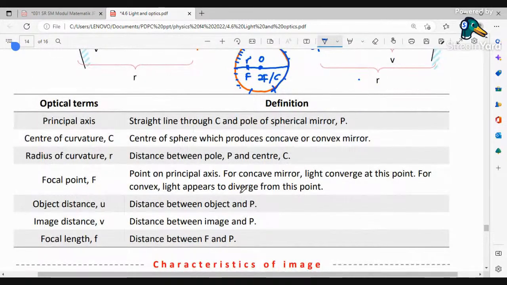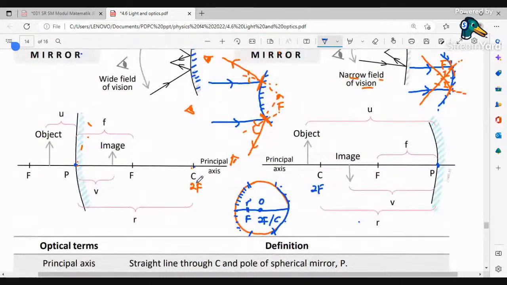Focal point, points on principal axis for concave mirror, light converge at this point. For convex, light appears to diverge from this point. Sama juga concave tadi kita panggil dia converging mirror. Convex, diverging mirror. Object distance, distance between object and P. Image distance, distance between image and P. Focal length, distance between F and P. Okay, nampak ni, F and P adalah focal length.